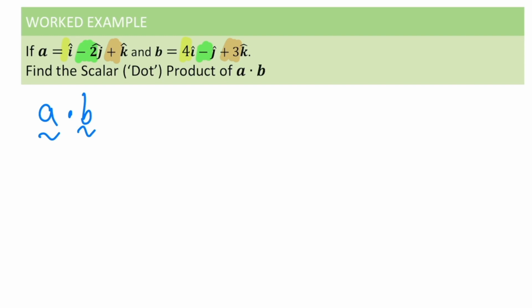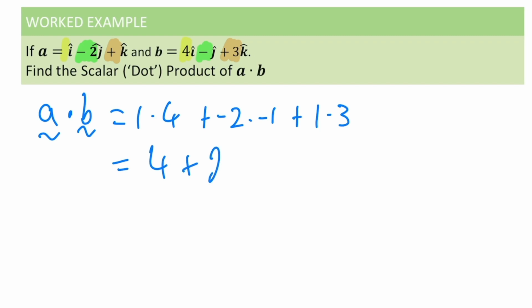So if I do that, that is going to be 1 multiplied by 4 plus minus 2 multiplied by negative 1 plus 1 multiplied by 3. Well, 1 times 4 just gives 4, minus 2 times minus 1 gives positive 2, so that's going to be plus 2, and 1 times 3 simply gives positive 3. 4 plus 2 is 6, 6 plus 3 gives me a dot product of 9.